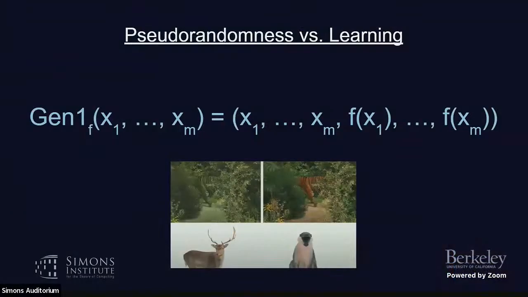Okay, so we've heard earlier in the program how there's this interesting connection going on between pseudo-randomness and learning. So they seem to be somehow at odds with one another. There's a sense in which one of them is only possible if the other is impossible. Okay, so I'm going to illustrate that phenomenon with this very simple generator, which I'll call generator number 1.